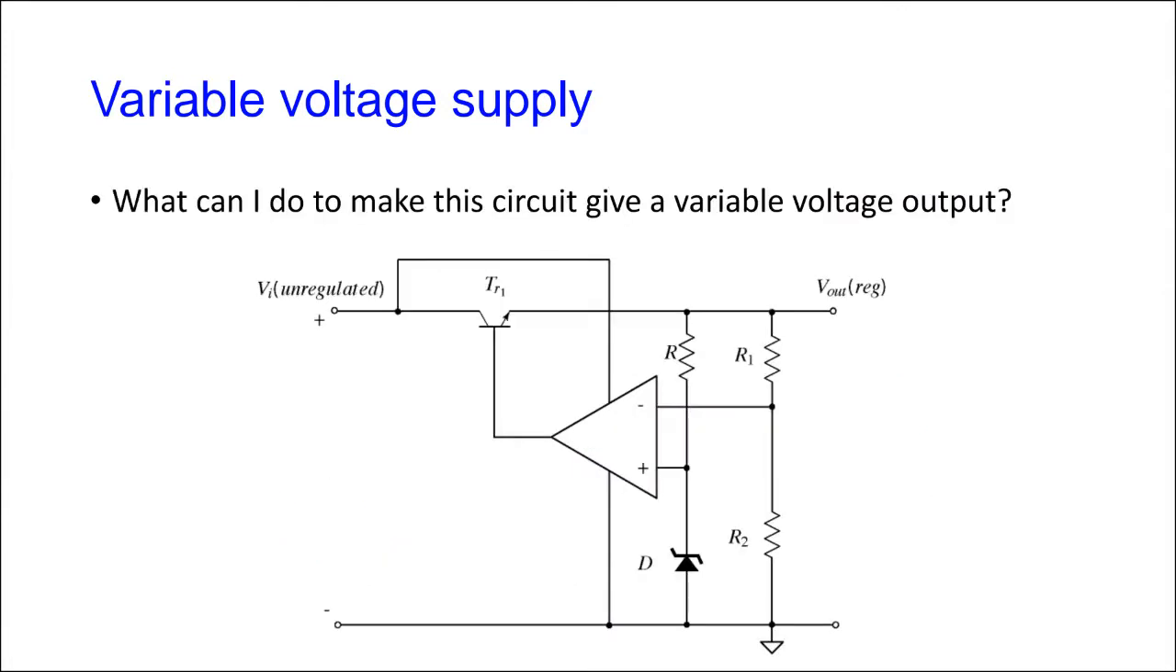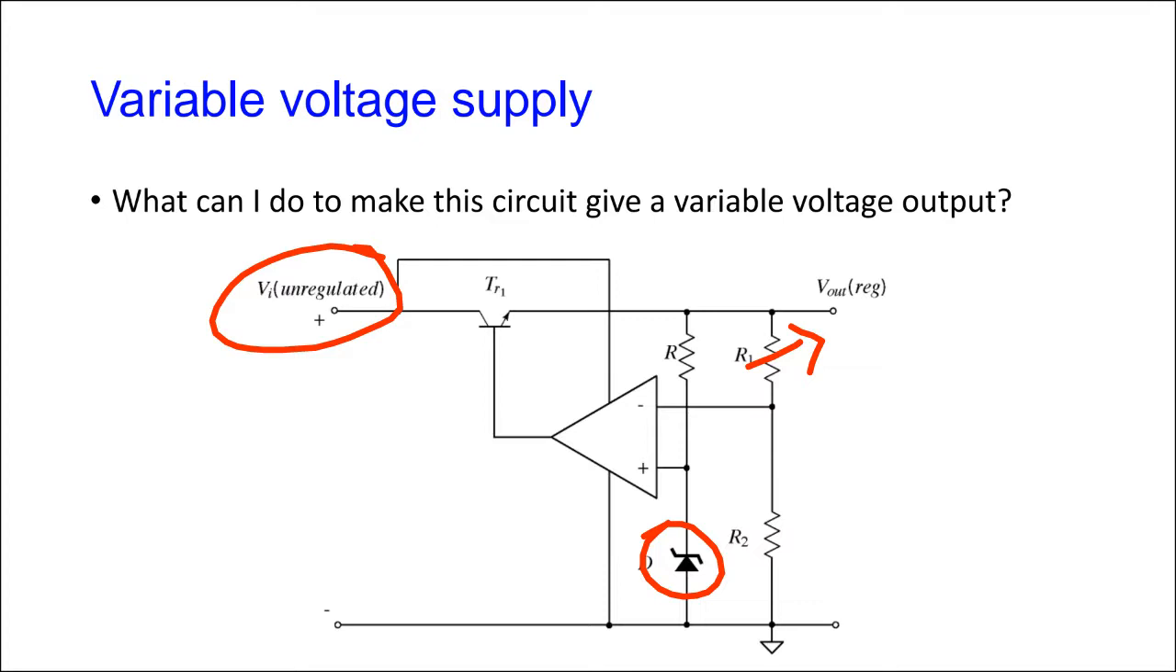Yeah? So you could put a variable resistor here, and you can change this to a very small value so that you could get from a fairly small value up to whatever your unregulated DC supply can provide to you.